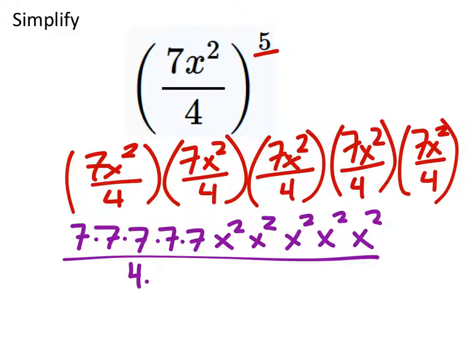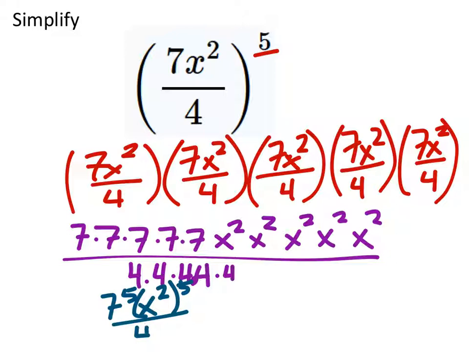All over the 4s, there's 5 of those as well. Well, what does this actually do? Well, we got 7. How many of them? 5. We got x squareds. How many of those? 5. How many 4s do we have? 5 of them. So we see that the 5 really just got distributed into the parentheses, into those exponents.